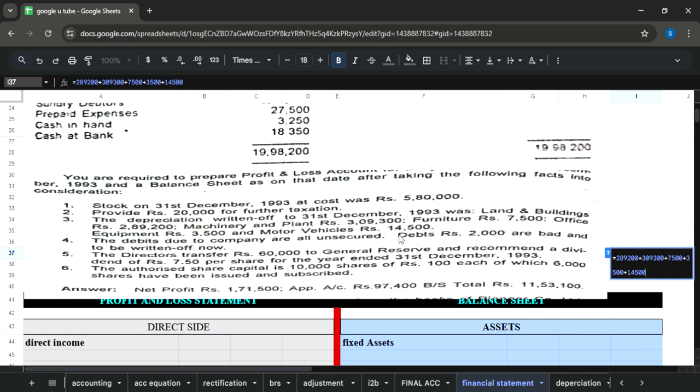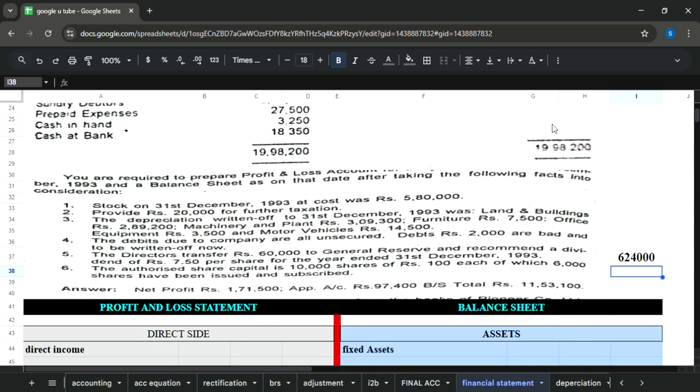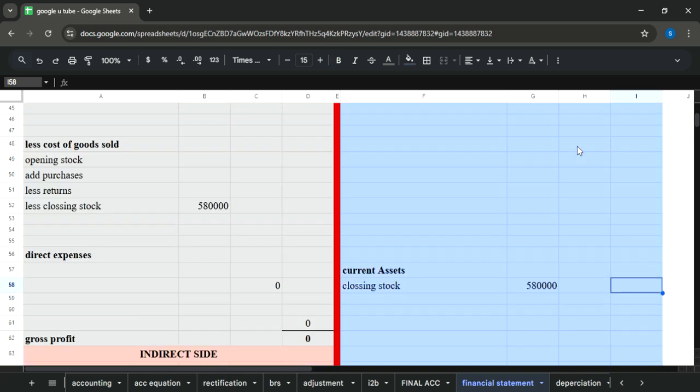Okay, so finally we have 624,000, and look here, 624,000 is already present, and we know that it's a trial balance. So depreciation is already present in the trial balance. It would not be having two effects, only a single effect. So one by one we will be doing it on our fixed asset side.